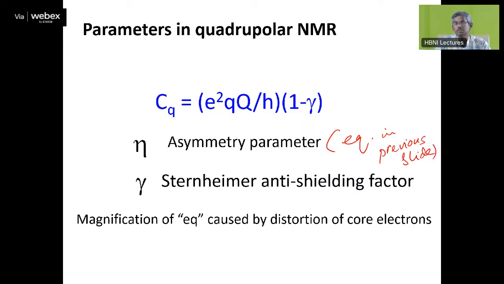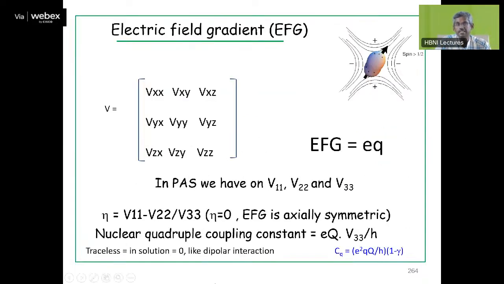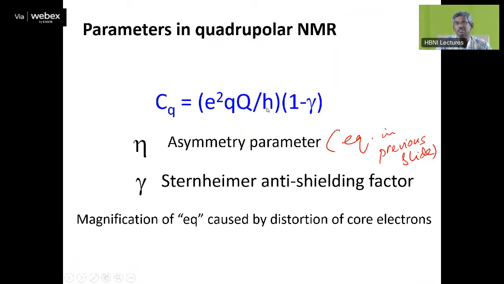The equation that is called the asymmetry parameter is coming from here only: V11 minus V22 divided by V33. When eta is equal to 0, the EFG is actually symmetric. The same thing is valid for chemical shift anisotropy also. So the eta equation is coming here.